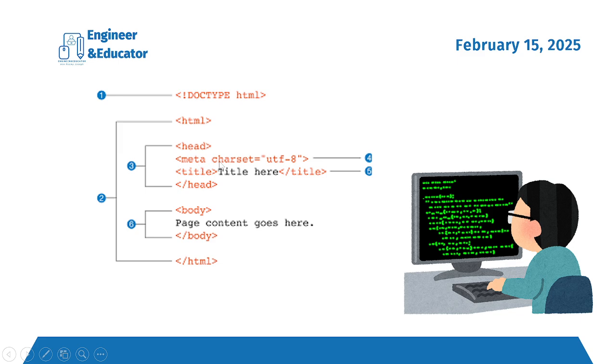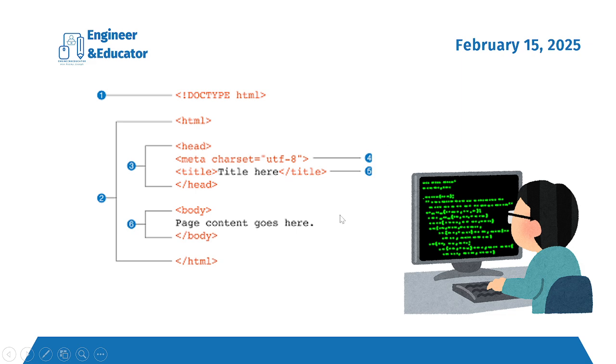Then inside that we have meta charset UTF-8, which is the character encoding used in the web page. Then the title. All these things written inside this meta tag are for the web browser to understand. Everything written in this HTML page must be readable by the web browser.